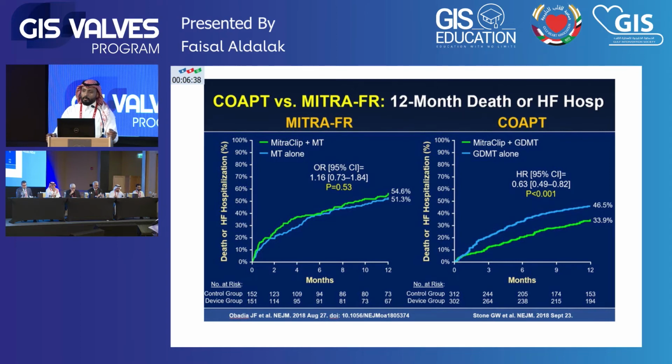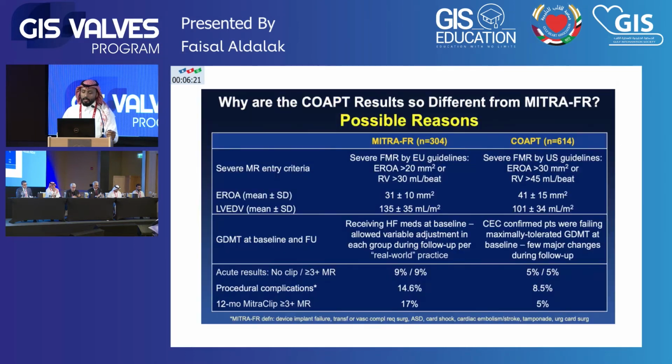Of course, most of you are aware of the 2 trials, COAPT and Mitra-FR. COAPT is a positive study for a clip. Patients were successful in doing mitral clip in COAPT, but in Mitra-FR it was not successful, and the reason is mainly because of the coaptation and the volume of the left ventricle.